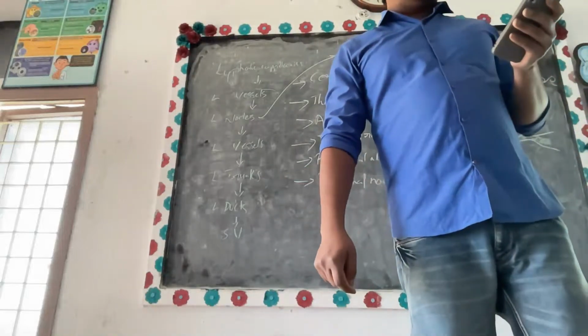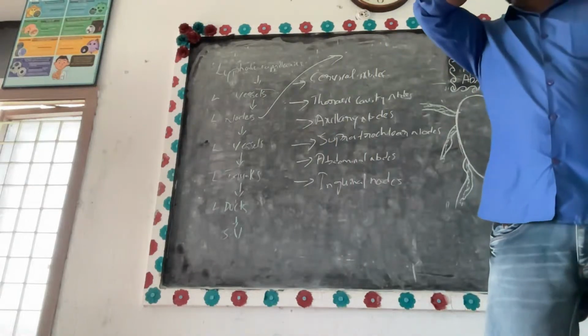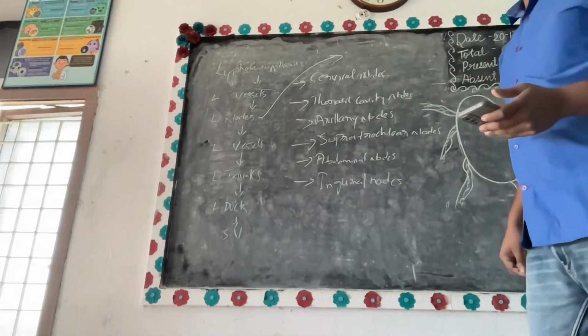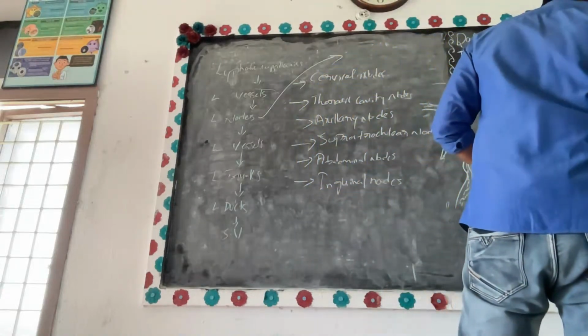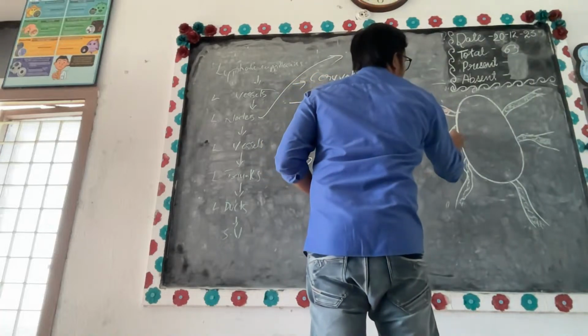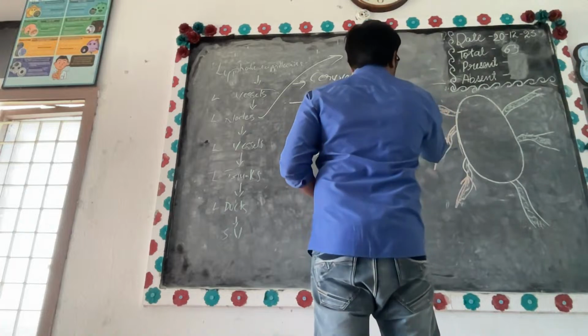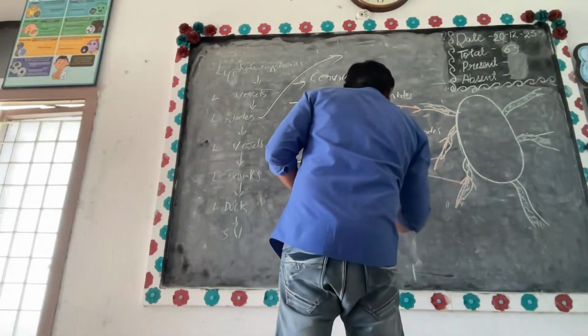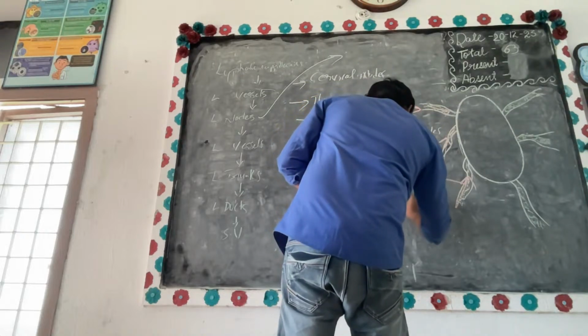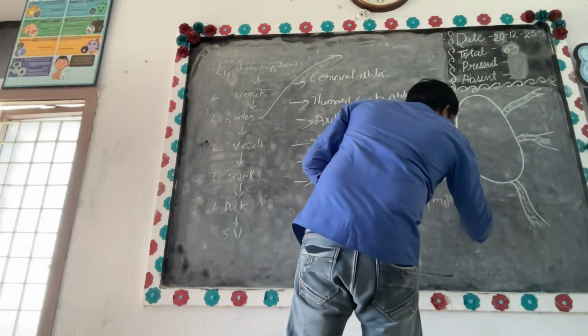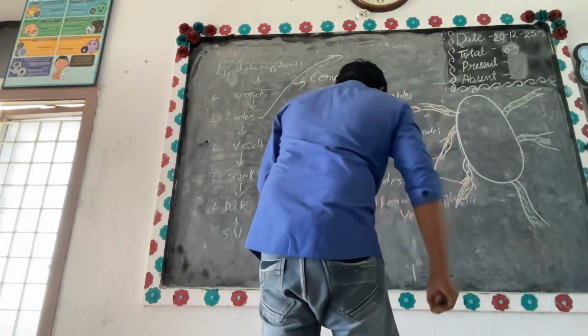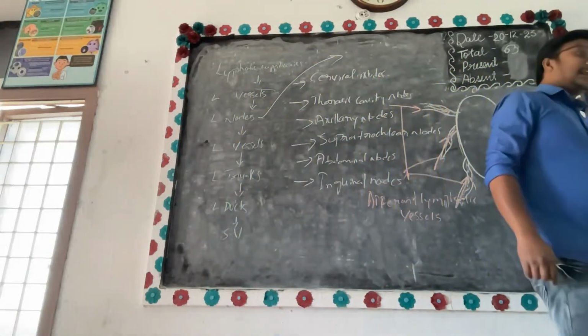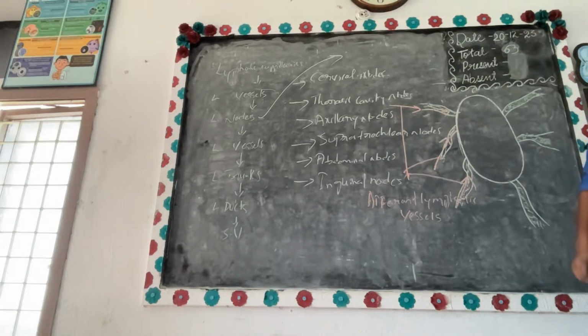The vessels which are bringing lymph towards the lymph node are called afferent lymphatic vessels. Now look at this picture. It is bringing towards the lymph node. So these are afferent lymphatic vessels. What are they called? Afferent lymphatic vessels.